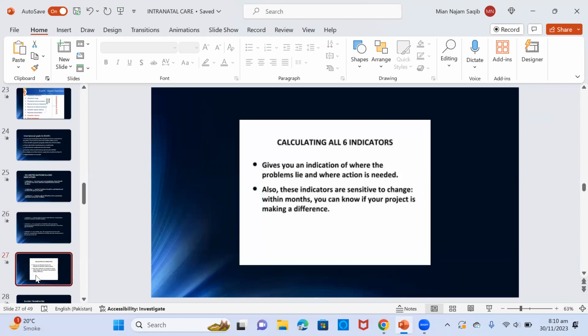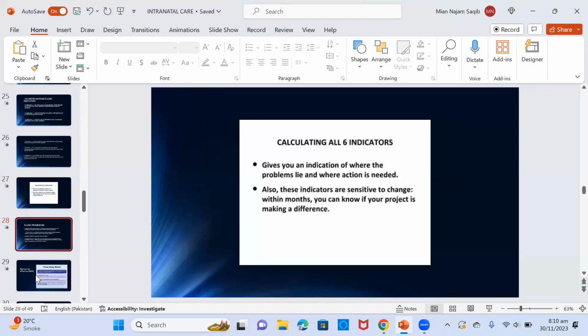Calculating all 6 indicators gives you an indication of where the problem lies and where action is needed. Also, these indicators are sensitive to change within months. You can know if your product is making a difference or not.